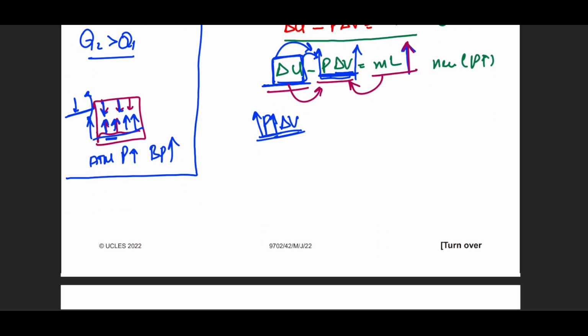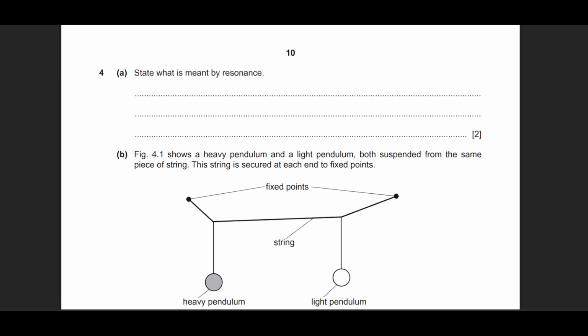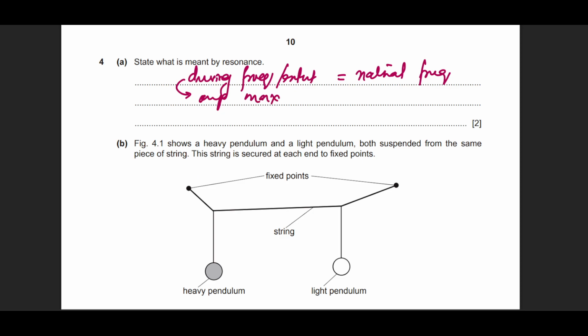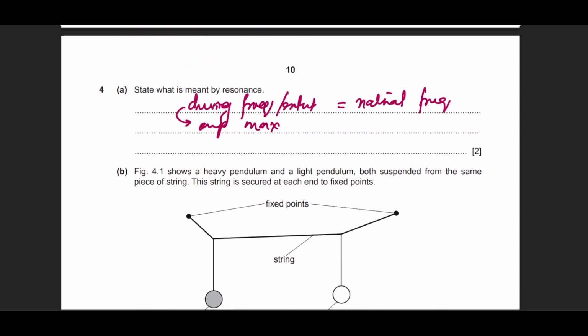OK, alright. So state what is meant by resonance. Again a common definition, please memorize this. This will be when the driving frequency or external frequency, or the external factor, becomes equal to the natural frequency of any oscillating object, the amplitude of oscillation becomes maximum, or you can say the energy addition becomes maximum. But you will graph it.